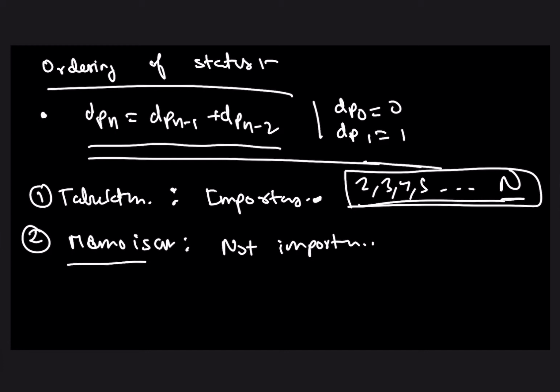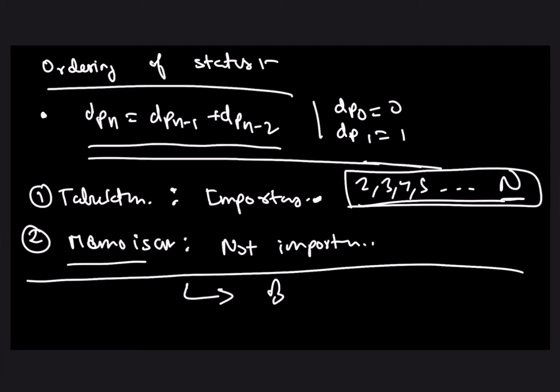To understand that, we will cover all of this while we do a comparative analysis of the coding part of memoization and tabulation. But for now, you just have to keep in mind that in case of memoization, the ordering of the states is not important, and memoization takes care of this ordering implicitly. That's the beauty of memoization. Let's call it the beauty of memoization.